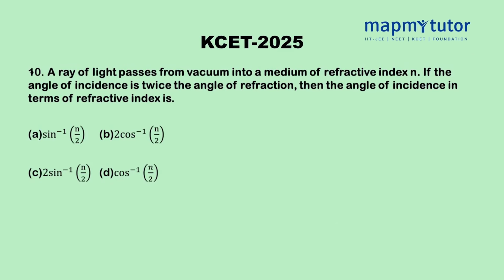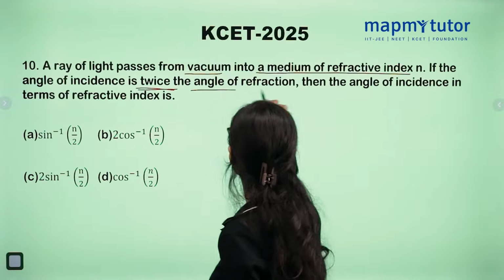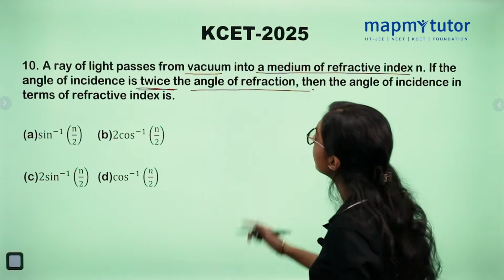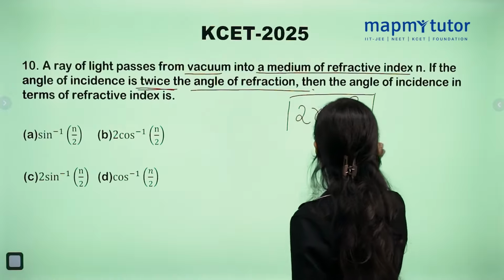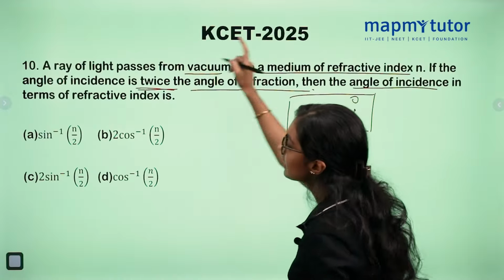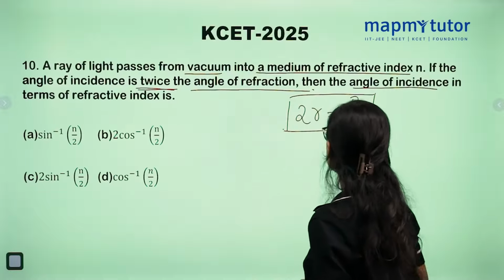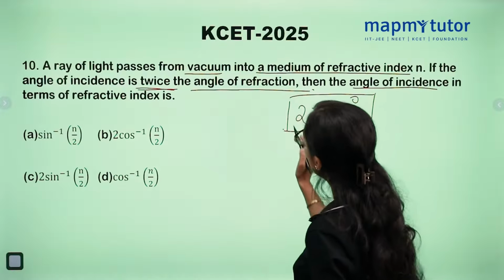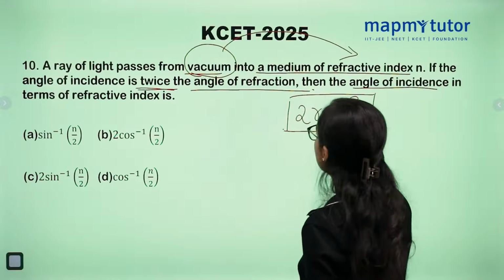So next question. A ray of light passes from vacuum into a medium of refractive index n. If the angle of incidence is twice the angle of refraction. So what are they telling? They are telling 2r equals i. They have given you this. You should find out the angle of incidence in terms of your refractive index. Very simple, very easy again. So what is the question? You have been given the ray moving from vacuum to another medium of refractive index n.